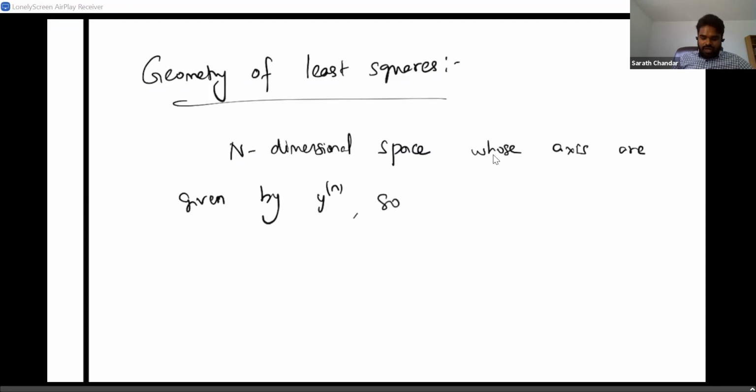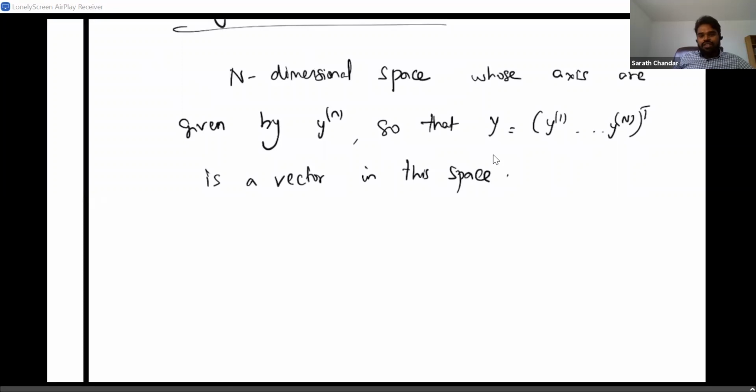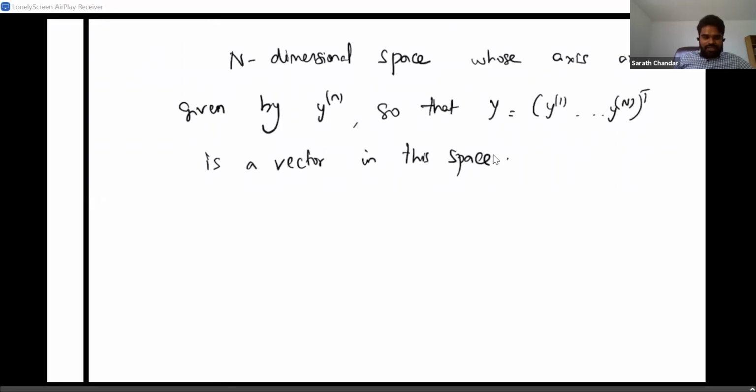So that the target vector for all the n examples that we have is actually a vector in this space. Now let's do it with a simple example. Let's say I have 3 examples in my data set. This is just for the ease of visualization.